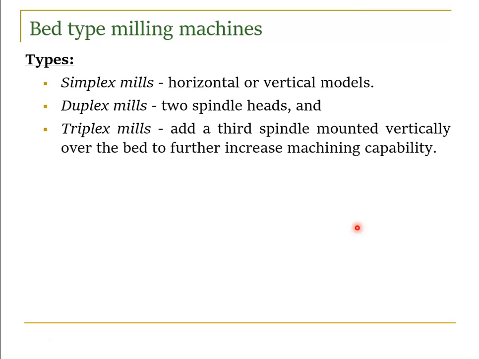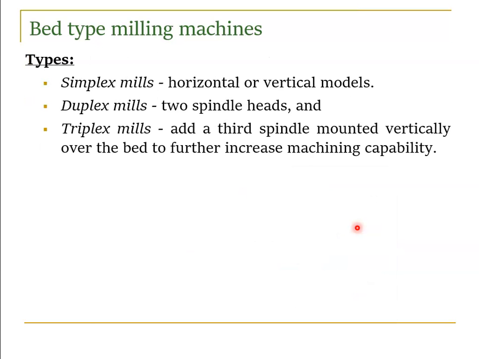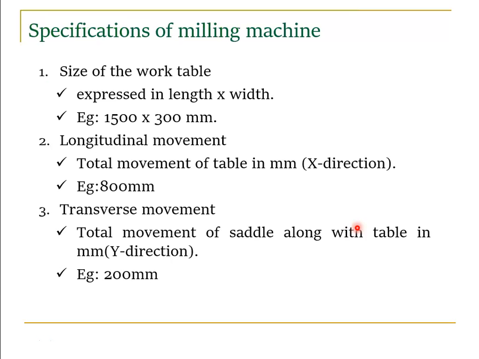The types may be simplex mills, duplex mills, and triplex mills. Simplex mills in the sense it has horizontal or vertical models, right? Duplex mill means it has more than one spindle head. It depends on the spindle head; if there is only one head, we can say simplex mills. It may be horizontal or vertical. Duplex mills has two spindle heads, and if there are three spindles, it is triplex. If only one spindle, it is a simplex mill, which may be horizontal or vertical models. Triplex adds a third spindle mounted vertically over the bed, further increasing the machining capability.